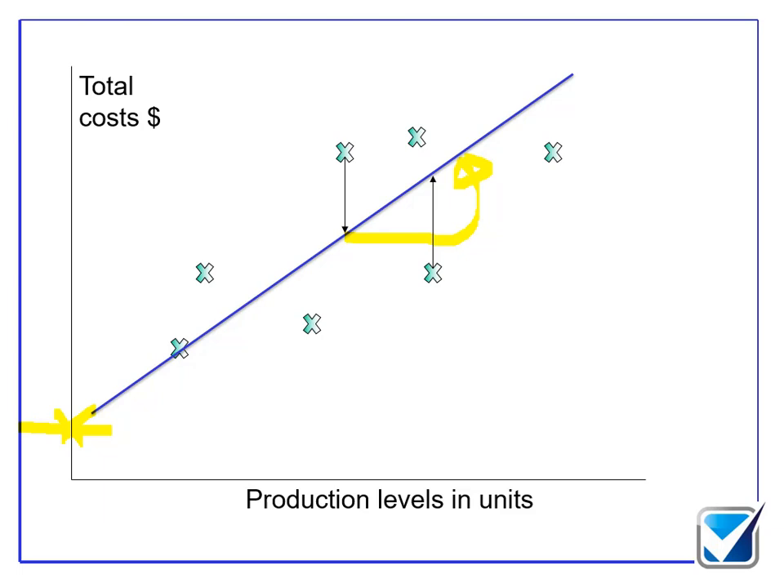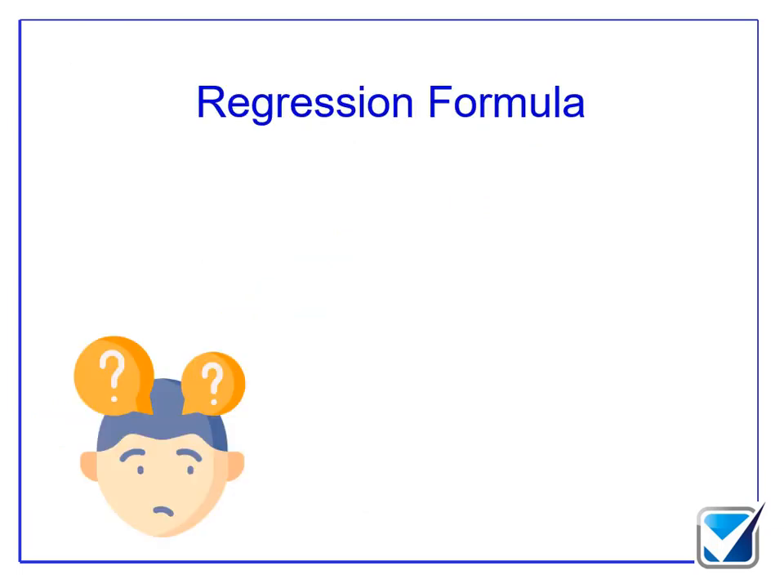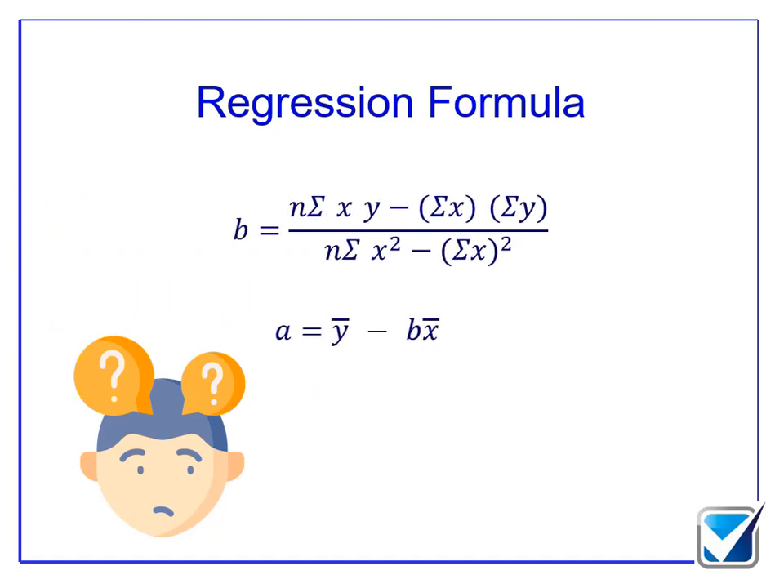Now we're going to say that my fixed costs become A, and my variable cost per unit becomes B. And then what we have is a regression formula. This regression formula allows you to calculate the variable cost per unit, which is B, and also the fixed cost, which is A. Now we give you this formula and you look at it and go, wibble.